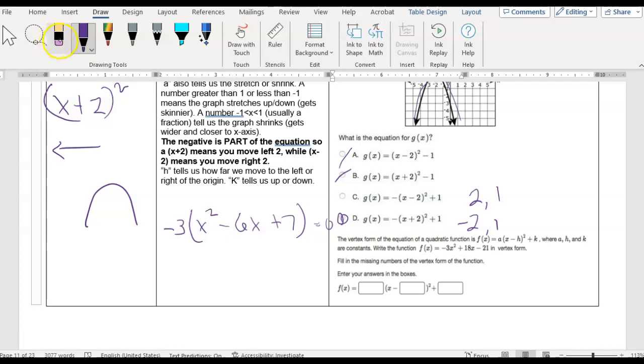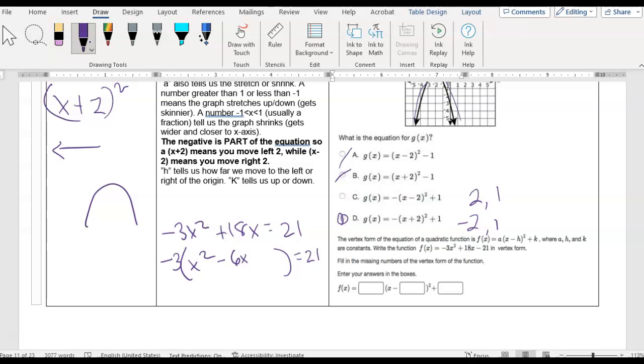actually, hold on just a second. I got too excited. I did something wrong. So first, before I factor out that 3, I'm going to move the 21 to the other side. So negative 3x squared plus 18x equals 21. Factor out that 3, x squared minus 6x equals 21. And then I'm going to complete the square.